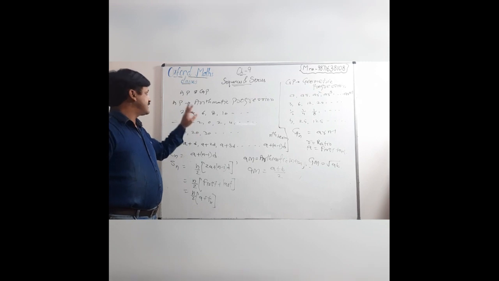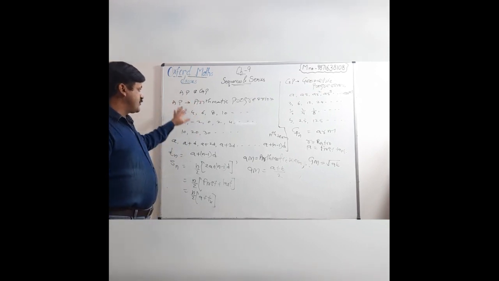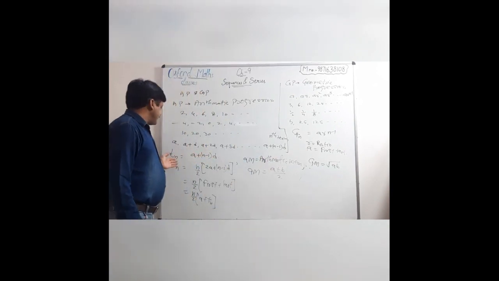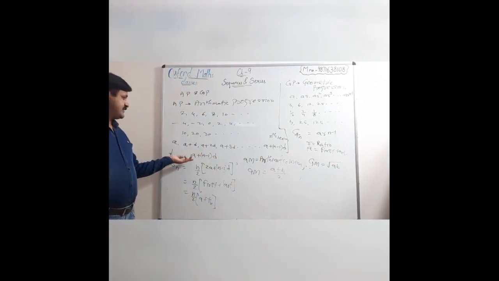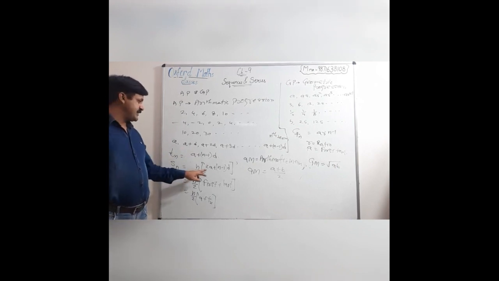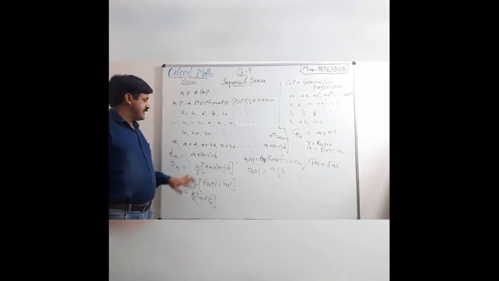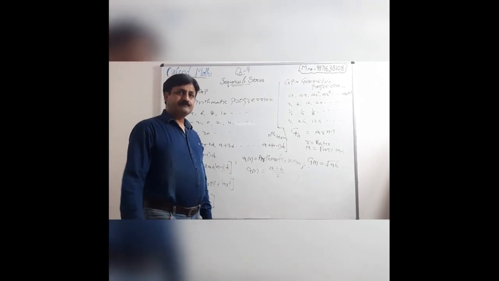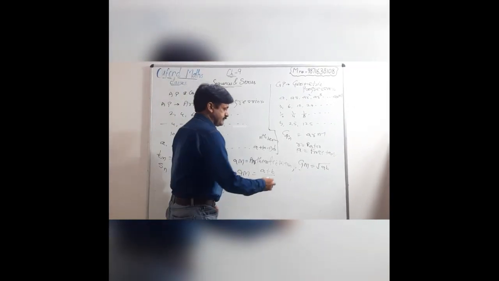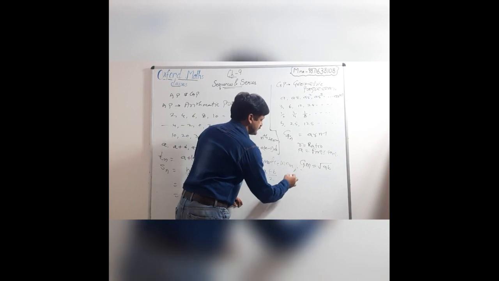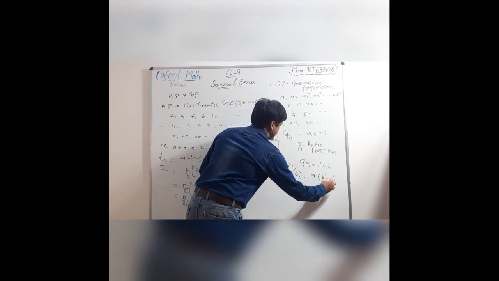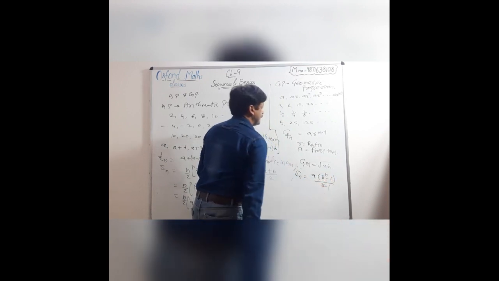Mostly two series are there, AP and GP. AP when the common difference is the same, GP when the common ratio is the same. Find any term in AP by the formula a plus n minus 1 into d, and the sum of n terms is n by 2 bracket of 2a plus n minus 1 into d, and so on. Also, the sum of GP Sn is equal to a r power n minus 1 upon r minus 1.